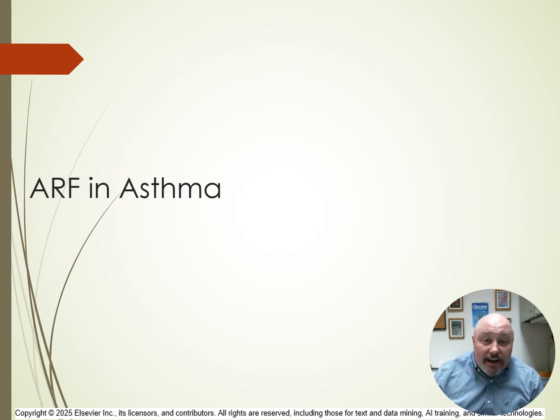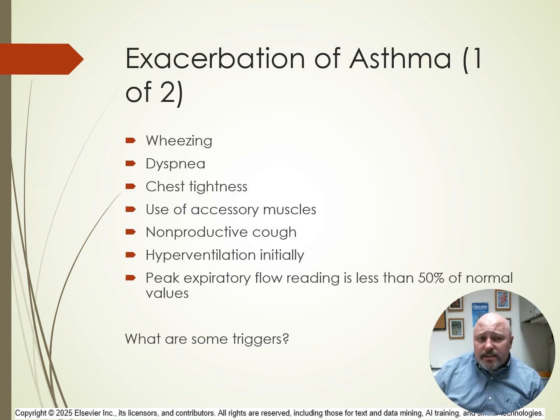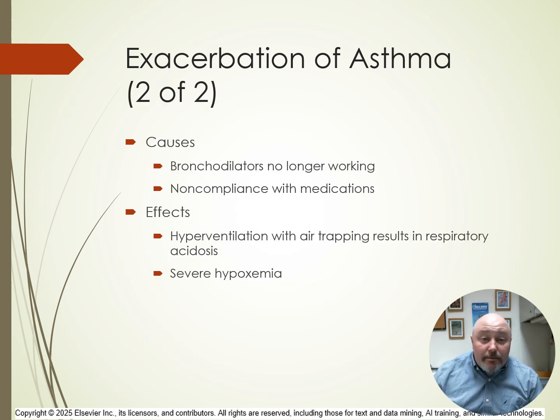For the episodic airflow obstruction that results because these irritants cause bronchoconstriction, airway edema, mucus plugging, and airway remodeling, asthma is often well managed, but an acute exacerbation can result in admission to the critical care unit for treatment. A common cause of exacerbation is noncompliance with the medications. Causes like the bronchodilators are no longer working, or just noncompliance, the patient stopped taking their medication.